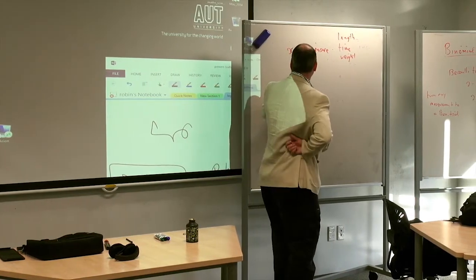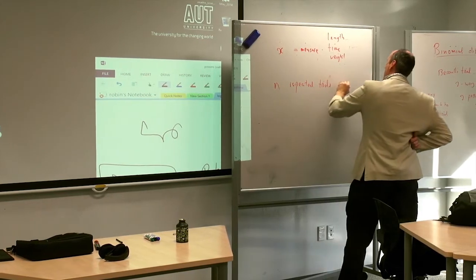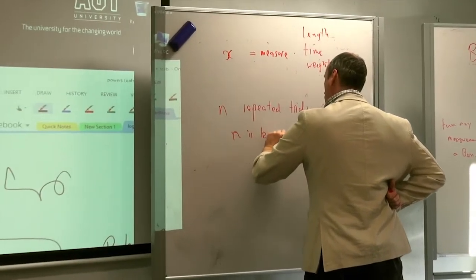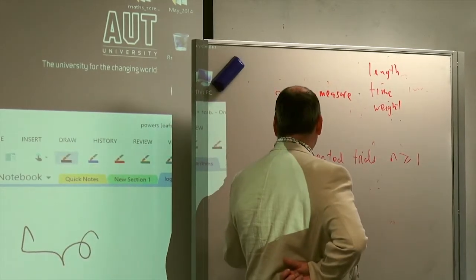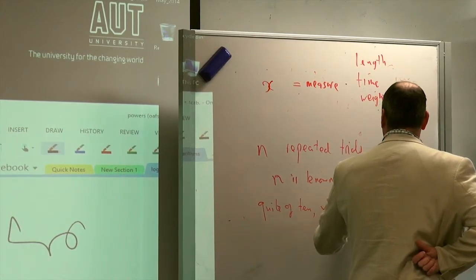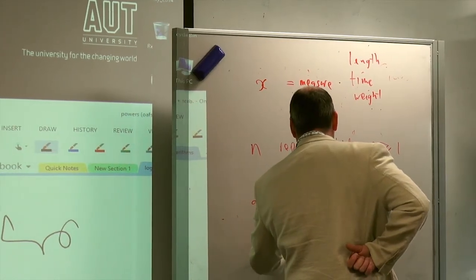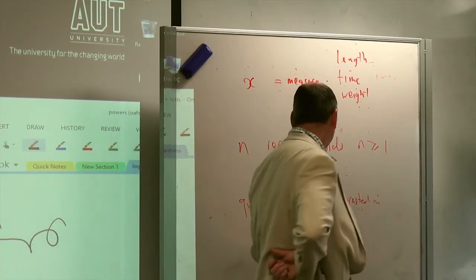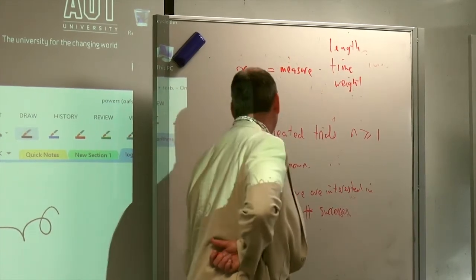So if you have n repeated trials, where n is greater than or equal to 1, n is known, quite often we are interested in the total number of successes. Quite often I'll write a little hash symbol for number of successes. Okay, and we'll write R.